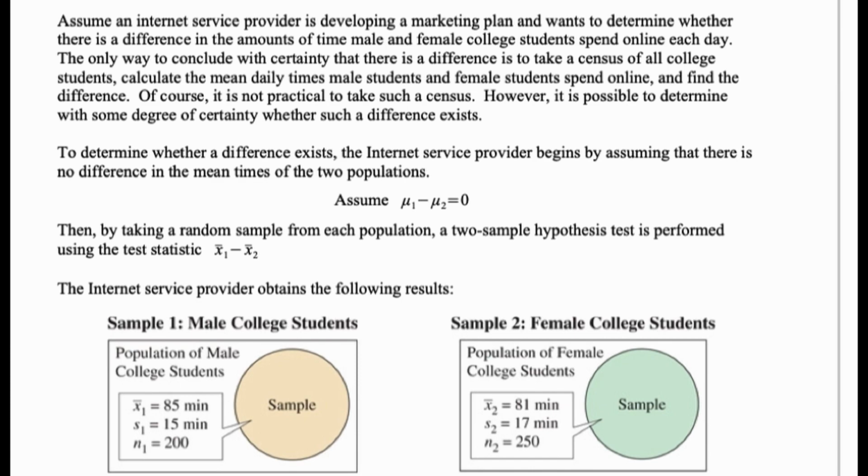And in this example here, they have the males reporting an average time of 85 minutes online, and the females 81 minutes online. But we want to know, is that a statistically significant difference, taking into account all the information we have? And so when we're doing the hypothesis test, you may write your claim in a number of ways.